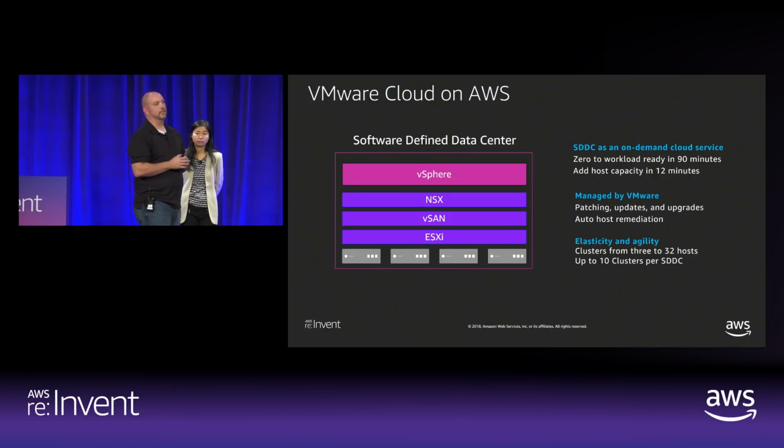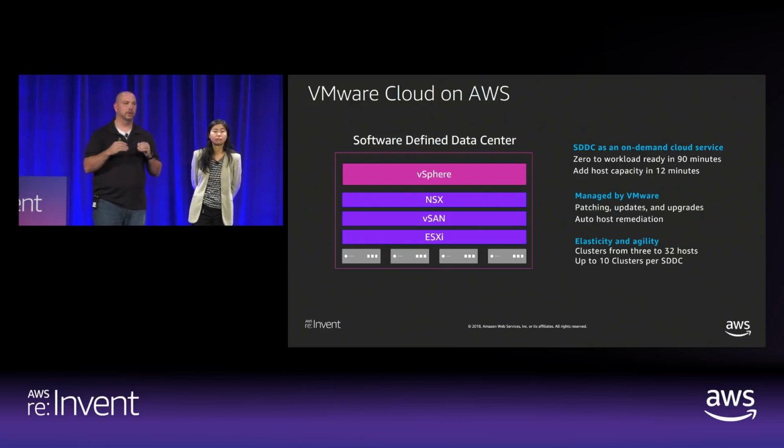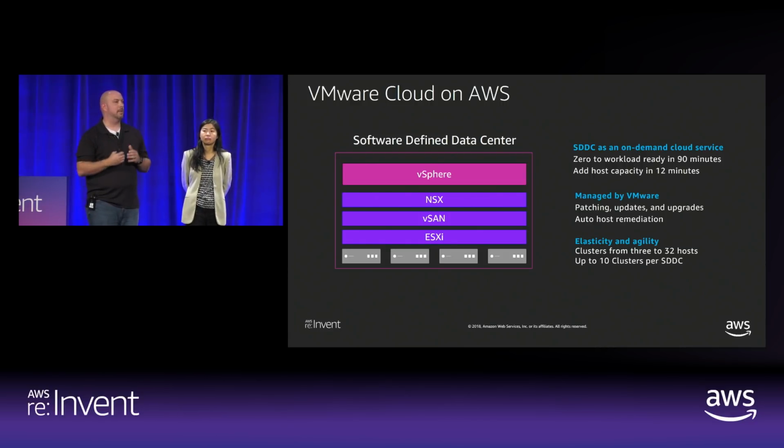So with NSX, this is also really interesting. VMware has network and security technology called NSX. NSX is basically building an overlay network on top of native AWS VPC. So VMware is running this inside of a VPC. They're running this on subnets, but you as a customer will never see these subnets. You'll never see the underlying VPC.